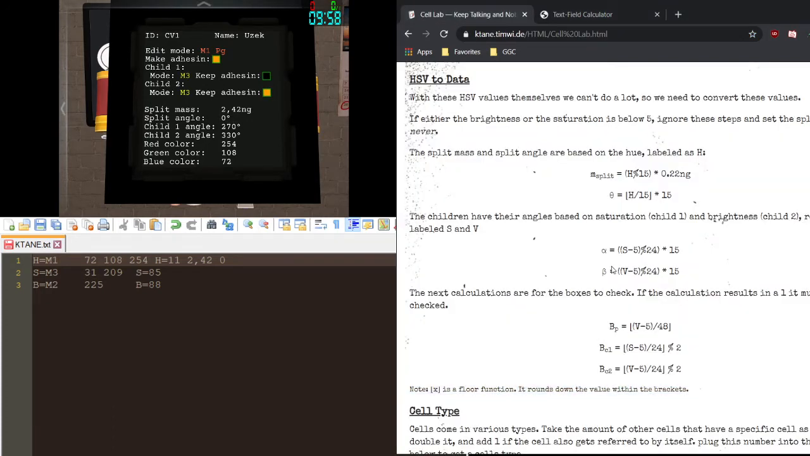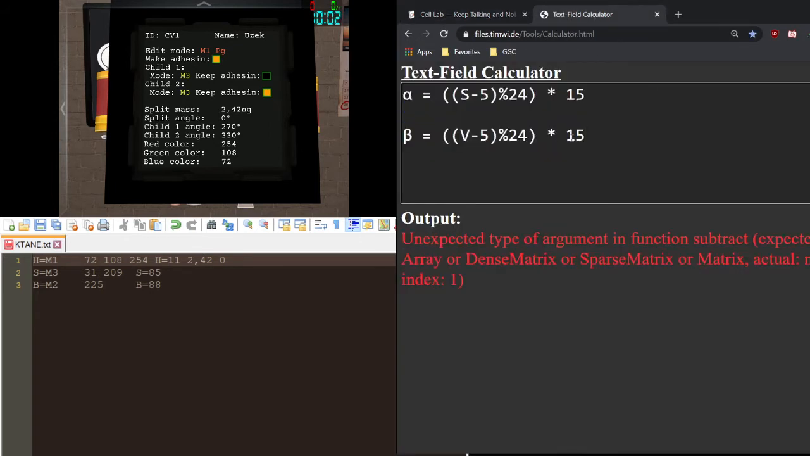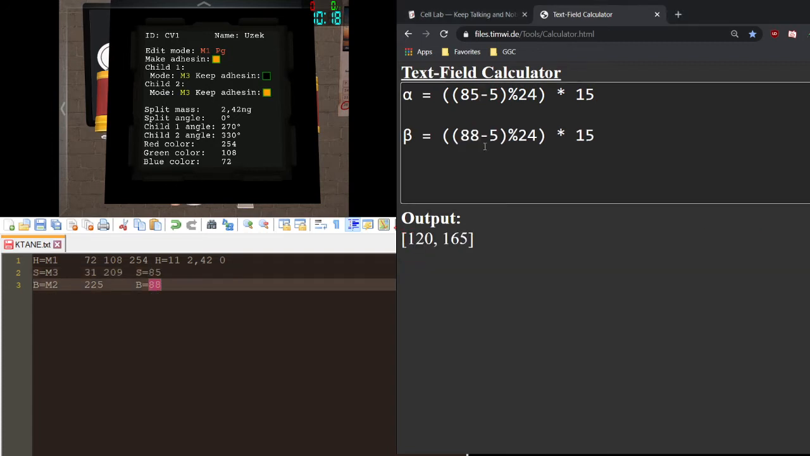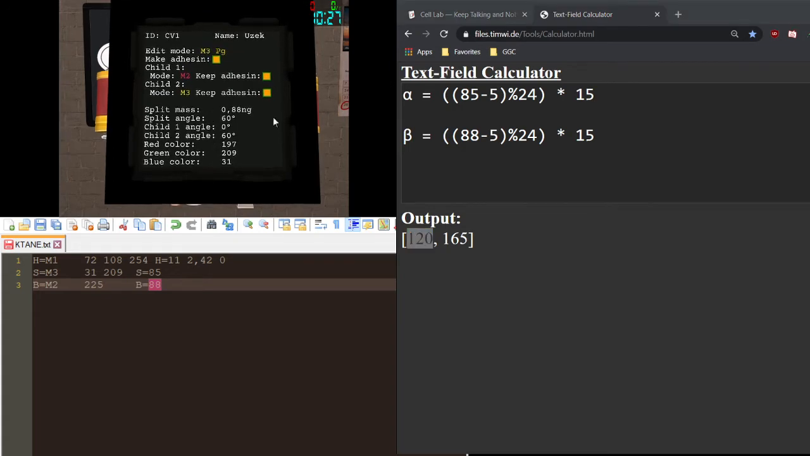Next, we take these two. These two correspond to the child 1 angle and the child 2 angle, respectively. So let's go ahead and plug in saturation into the saturation field, and brightness into the brightness field, and boom! The first number here corresponds to the child 1 angle, which is what M2 needs. No, M3 needs. So we can set the child 1 angle to 120.